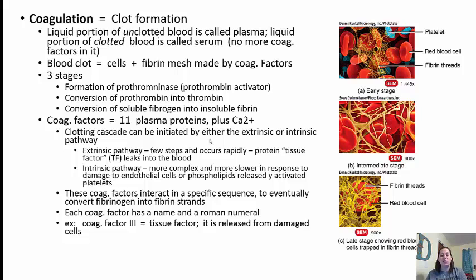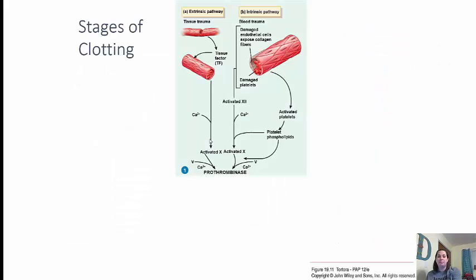Now, each coagulation factor has its own name and it also has its own Roman numeral. I'm not going to ask you to memorize these, but I do want to give you an example. So coagulation factor number 3 is called the tissue factor, and it's released from damaged cells. All right, and so this is just to give you an example. Now, there is a table that talks about each of these factors. It is found on page 679, and it's table 19.4.